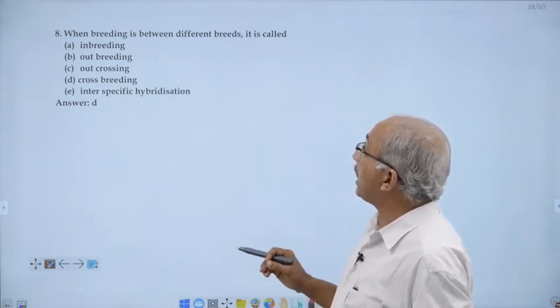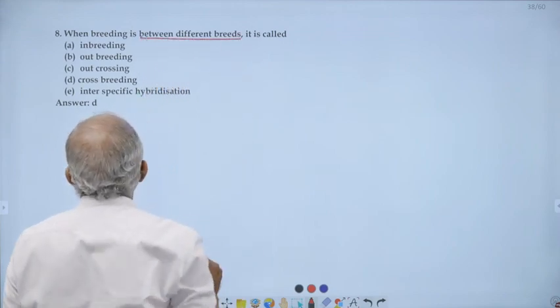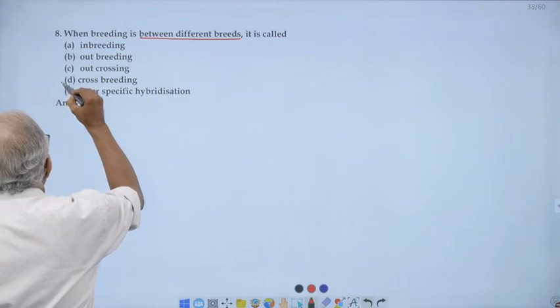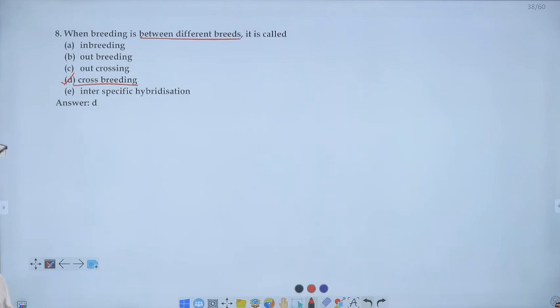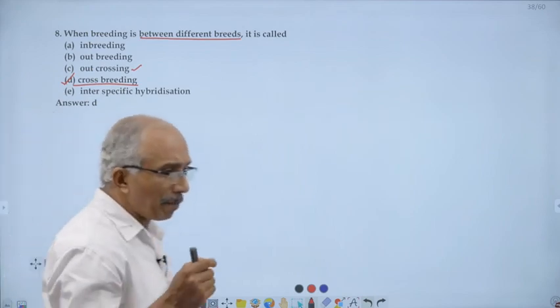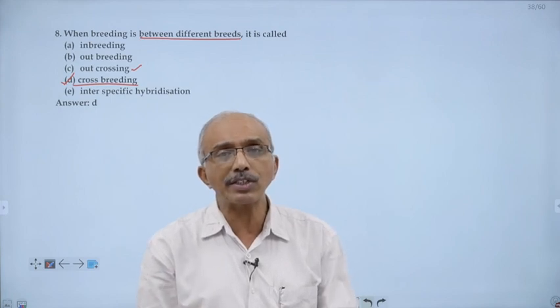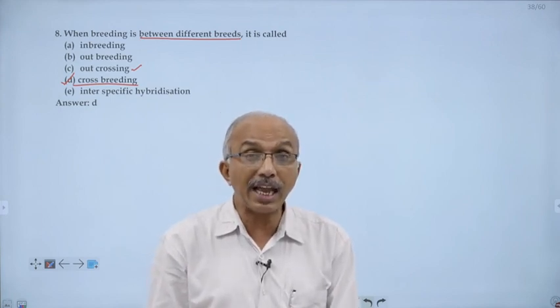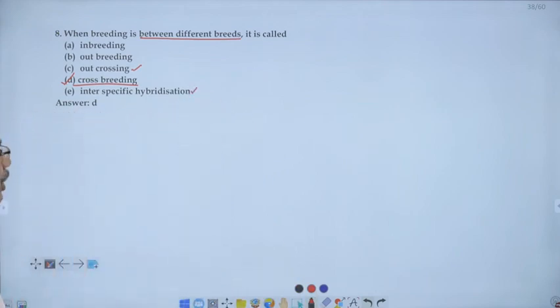When breeding is between different breeds, it is called crossbreeding. What is outcrossing? Breeding or mating between unrelated animals of the same breed. Interspecific hybridization is hybridization between two different species.